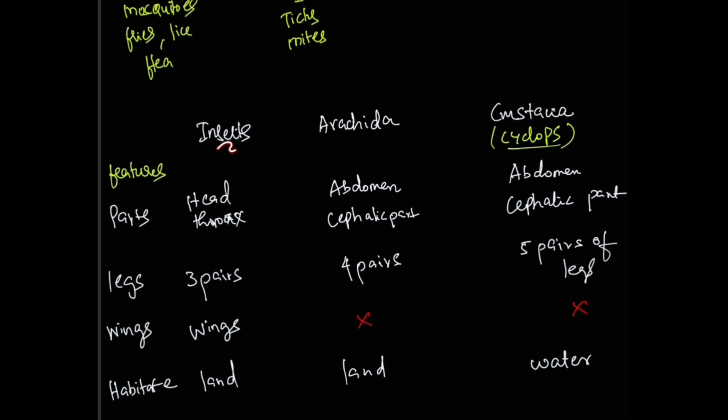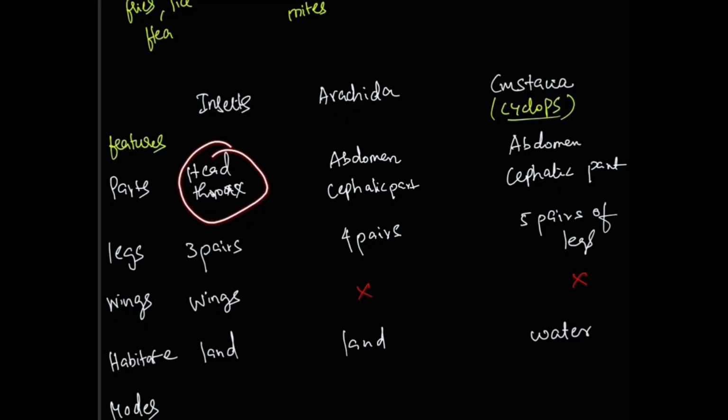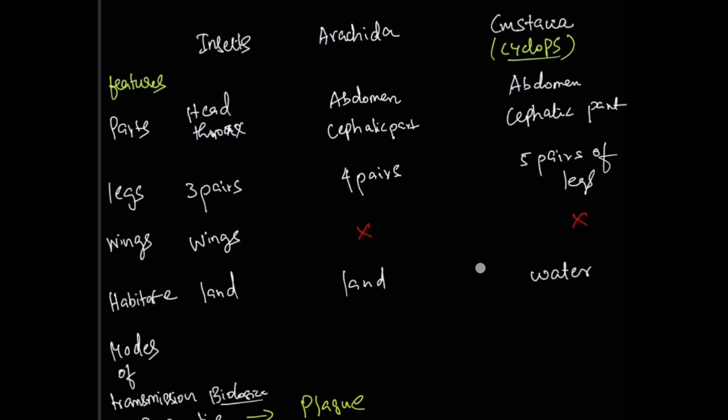In the first class, insects, the head and thorax will be present. In Arachnida, the abdomen and cephalic part will be there. In crustacea, the abdomen and cephalic part will be there. So what's the difference? In Arachnida and crustacea, the head and thorax will be absent. These are the important points that you should know.